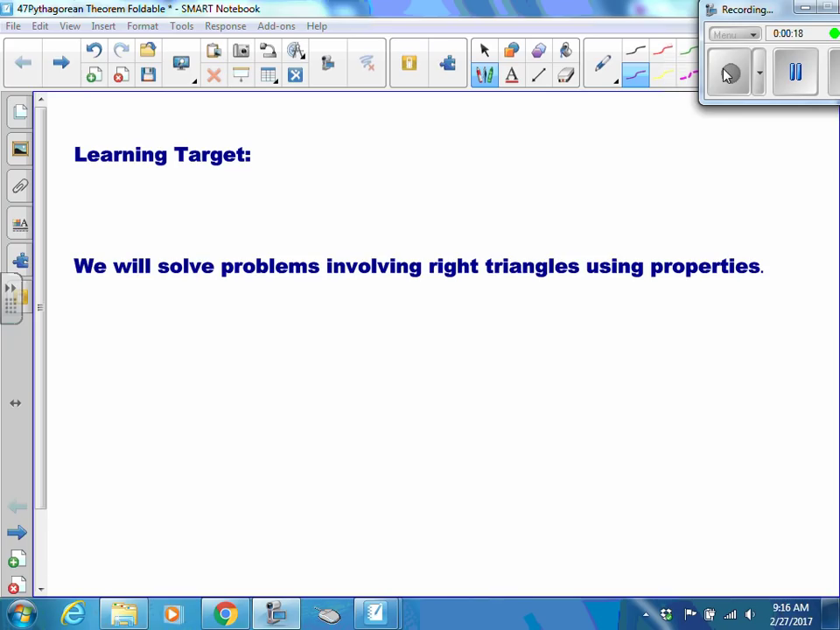So the blank space is going to be the back of your foldable, and you're going to fold in the left and the right flaps so that the Pythagorean theorem title is showing when you close up your little brochure. So I'll give you a second to do that, and once you've got that folded, I'd like you to copy the learning target for today on the back blank space that we talked about. The learning target is we will solve problems involving right triangles using properties. Let's go ahead and pause the video, make sure you've got it folded right, and this learning target is copied.